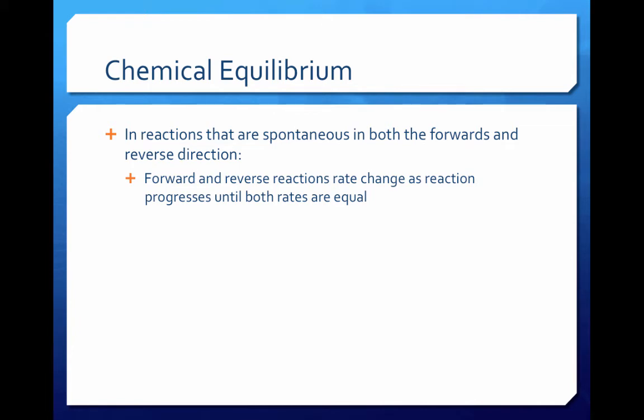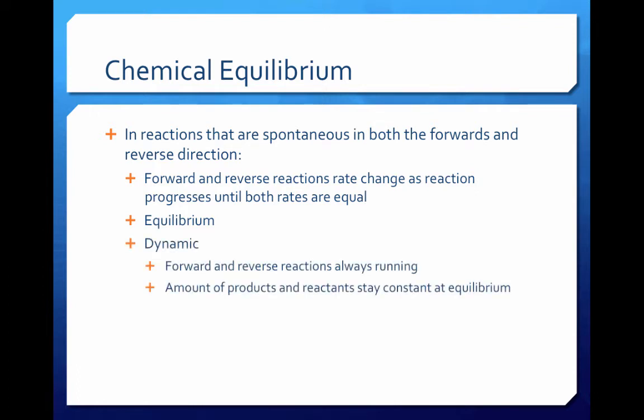The forward and reverse reaction rates change as the reaction progresses, and they'll keep changing until eventually both reaction rates are equal, meaning the forward reaction happens at the same exact speed as the reverse reaction. And we call this point in time where these rates are equal, equilibrium. We also think of equilibrium as a dynamic process, not because the reactants and products stay constant, but because the forward and reverse reactions are always constantly running. So we're constantly making product, we're constantly making reactant, but the quantities of those two substances remain relatively constant.